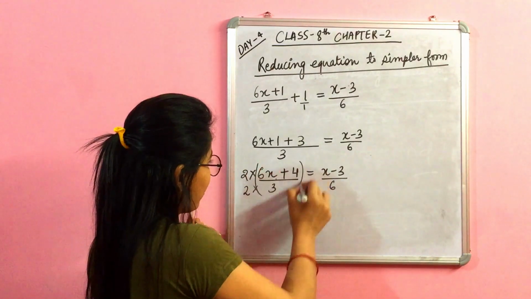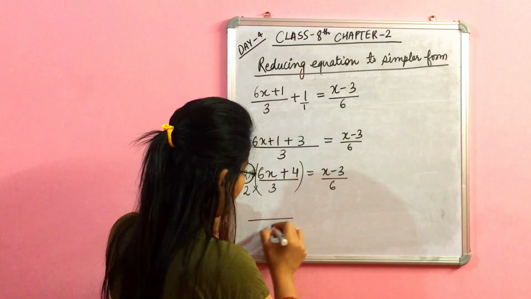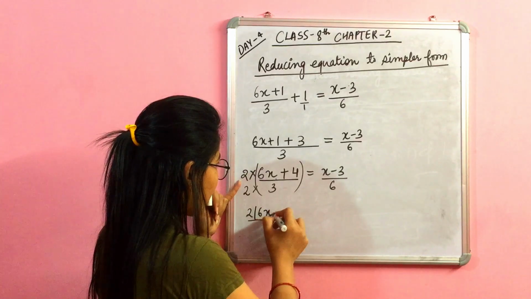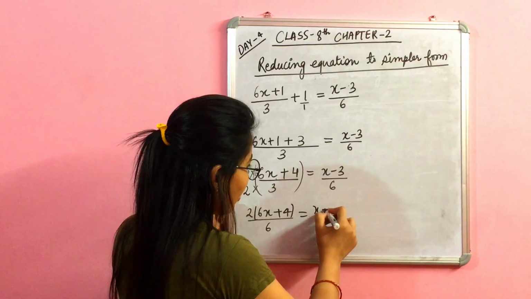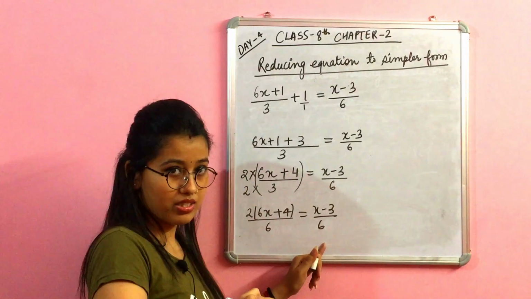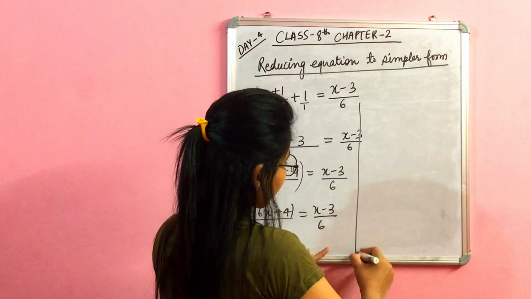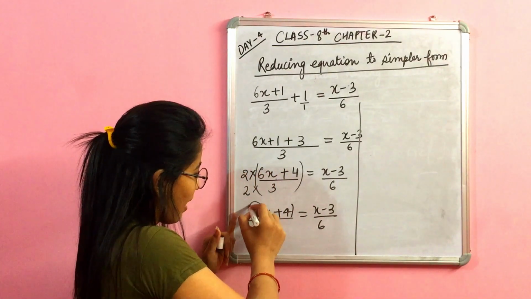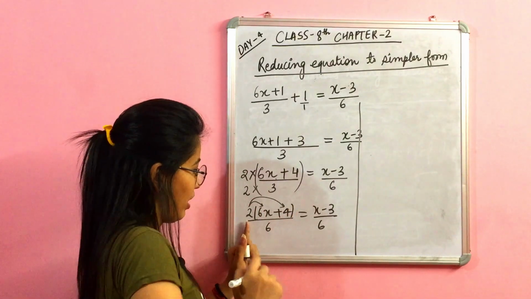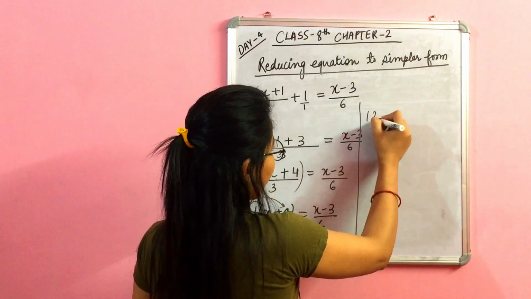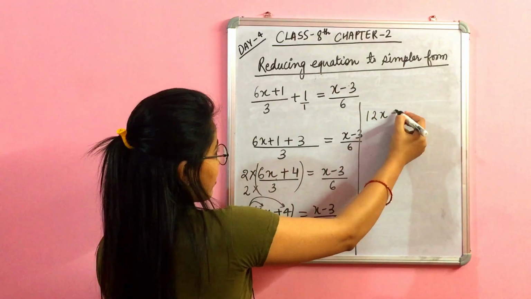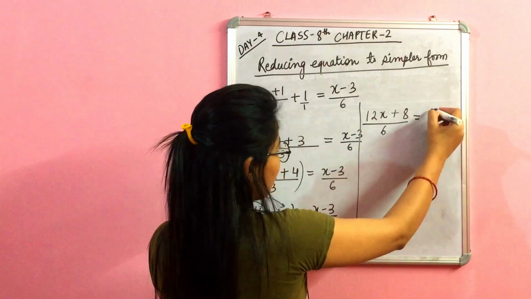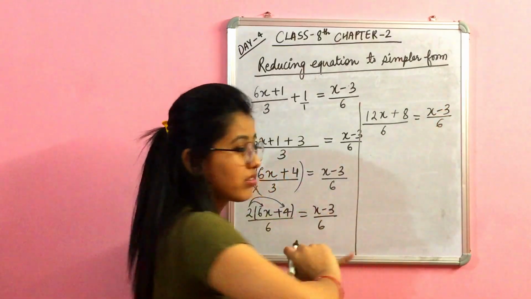Okay, now we can just solve this one. The denominator will be 6, 3 2s are 6. Now this will be 2 multiplied with (6x plus 4) is equal to (x minus 3) upon 6, isn't it? Now if I want to solve this, we will multiply 2 by 6x and we will multiply 2 by 4 as well. So 2 6s are 12x. I can write here 12x plus, as it is, 2 4s are 8. Denominator is 6, is equal to (x minus 3) upon 6, right?